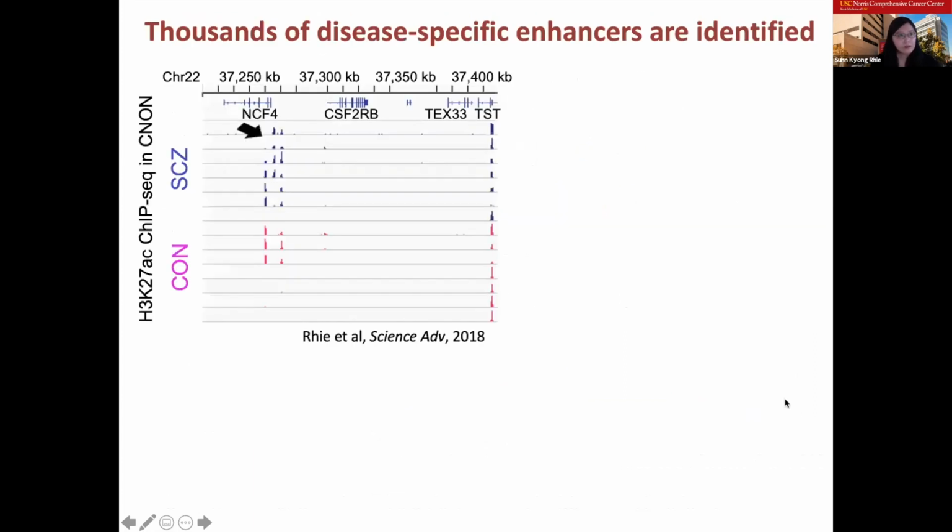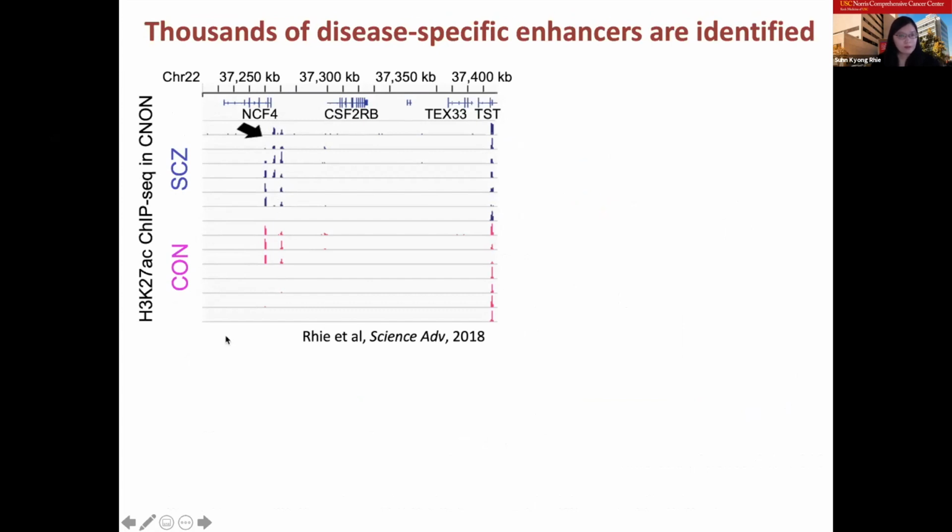Not only is enhancer activity individual specific, we were also able to find some disease-specific enhancers. As I mentioned, for the Psych ENCODE project, we recruited people diagnosed with schizophrenia and control groups. We performed analysis between those groups, and we identified some ChIP-seq signals found only in the schizophrenia group, for example, near NCF4.